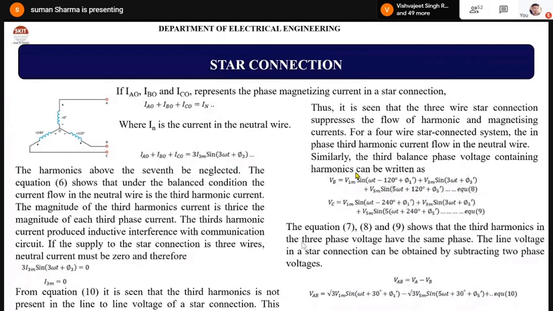So the line voltage in star connection is obtained by the difference of two phase voltages. That is, VAB is nothing but the difference of voltages VA and VB, that is VA minus VB. So VAB, the line value, is root 3 times the phase value. So whatever is here, it is multiplied by root 3. Is it clear? If it is not clear, you can refer to the books and notes I will provide to you today.